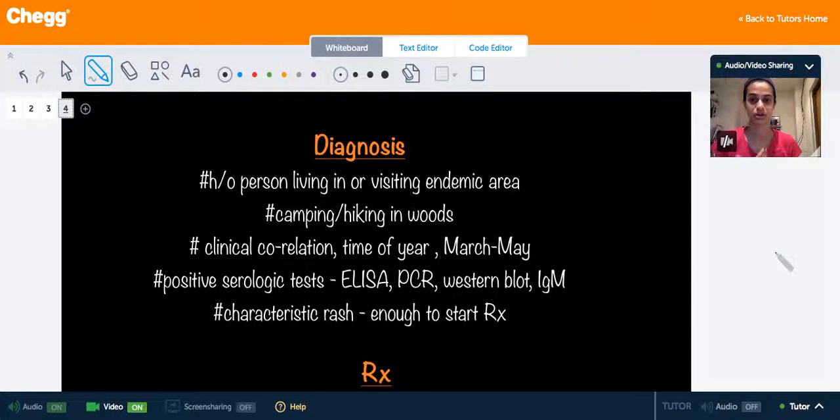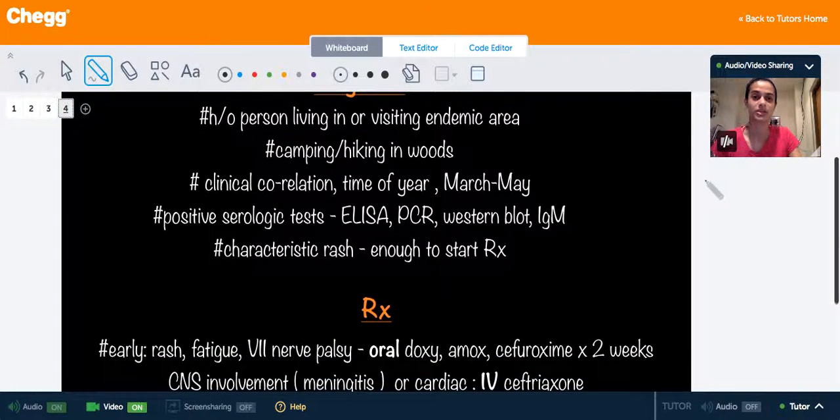And then, of course, you're going to look for the clinical symptoms, like I said, some of the viral prodrome symptoms where you have fatigue, headache, myalgias, and also the rash. If you see the rash, then that is enough to start treatment. The characteristic target-shaped rash, along with this history, pretty much tells you that you can almost be sure that this is Lyme disease. If you have the rash along with this history and other supporting evidence, you can start treatment.